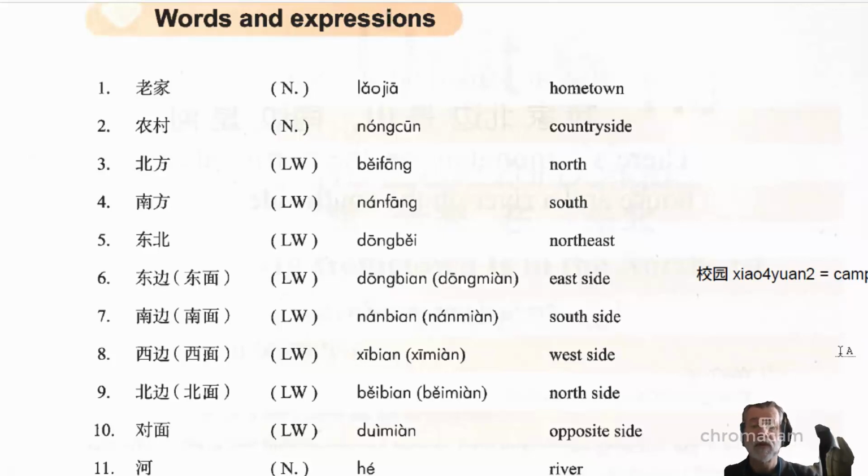So that's referring obviously to each of the sides of the campus. And then you might use the campus as a reference point to talk about another place, another location relative to the campus. So you might say, 在校园的东边有很多饭店, for example. Okay, so it's used in that sense.